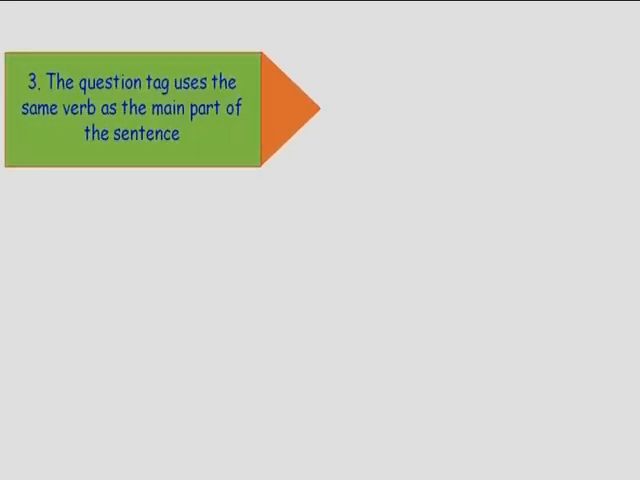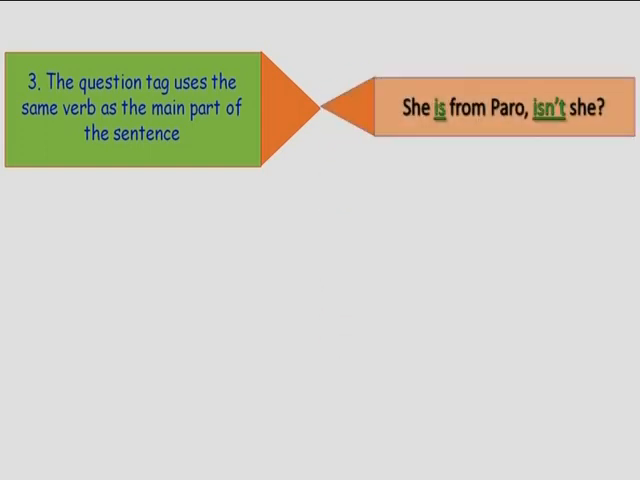Okay. We have rule number 3. The question tag uses the same verb as the main part of the sentence. Okay, you will be more clear with an example. See here. She is from Peru, isn't she? See? So, here is, the underlined word is a main verb. So, when we put it in a tag, see, it becomes isn't. Did I make it clear? Okay.